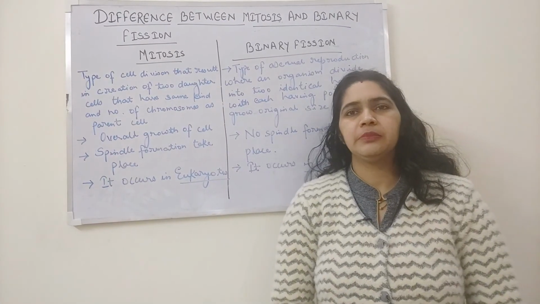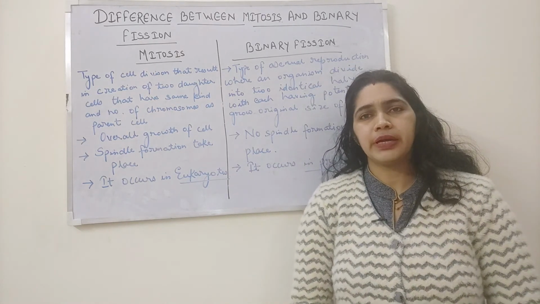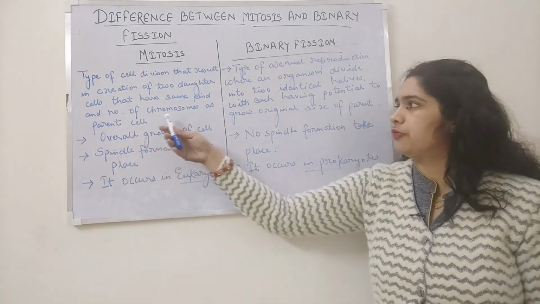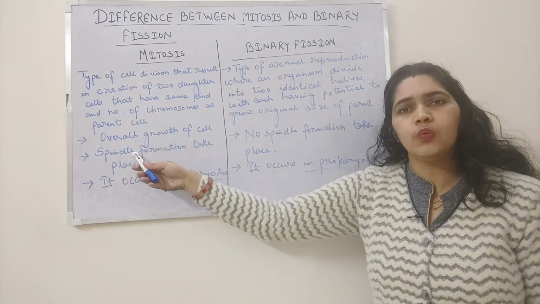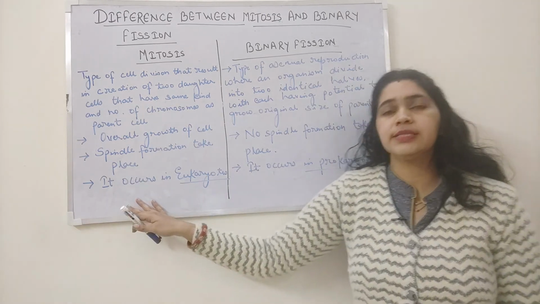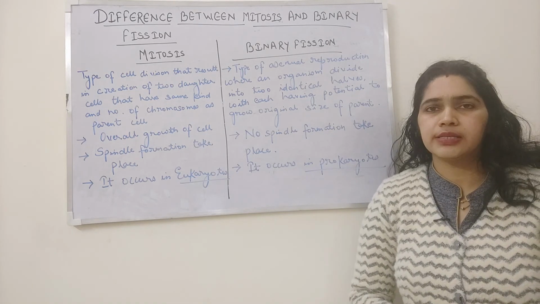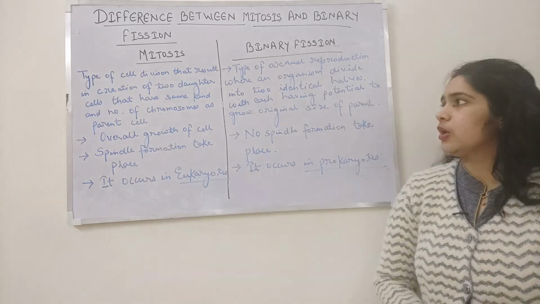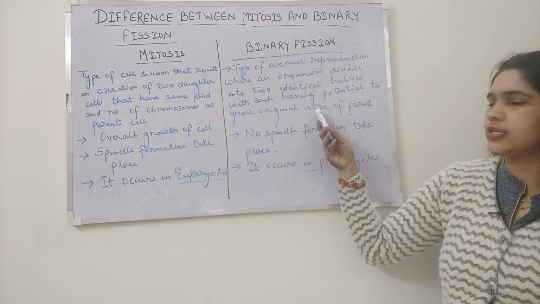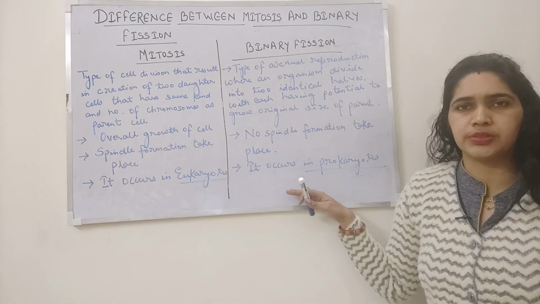The major difference in binary fission and mitosis is that mitosis is a type of cell division where the cell divides into two daughter cells, each having the same kind and same number of chromosomes as the parent cell. It results in the overall growth of the cell. Here spindle formation takes place and it occurs mostly in eukaryotes, whereas binary fission is a type of asexual reproduction where the parent cell, or you can say the organism, divides into two equal halves and each half has the ability or potential to grow to the original size of the parent. Here spindle formation does not take place. It occurs mostly in prokaryotes.